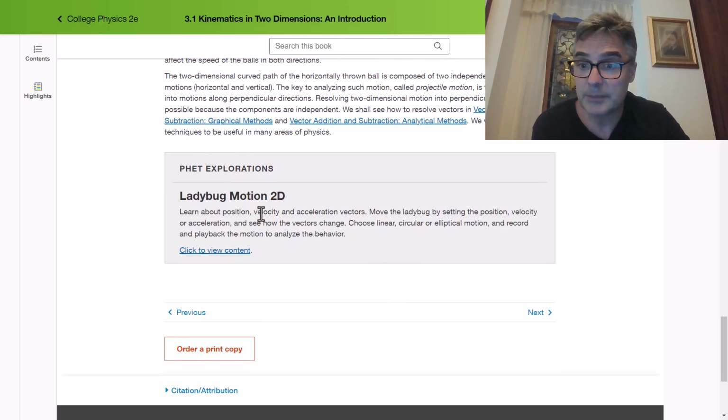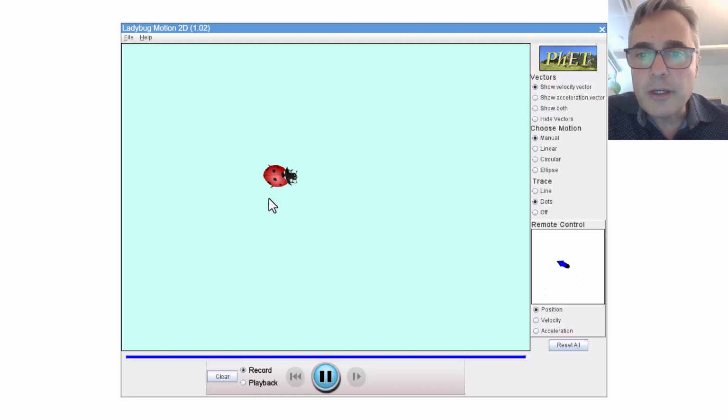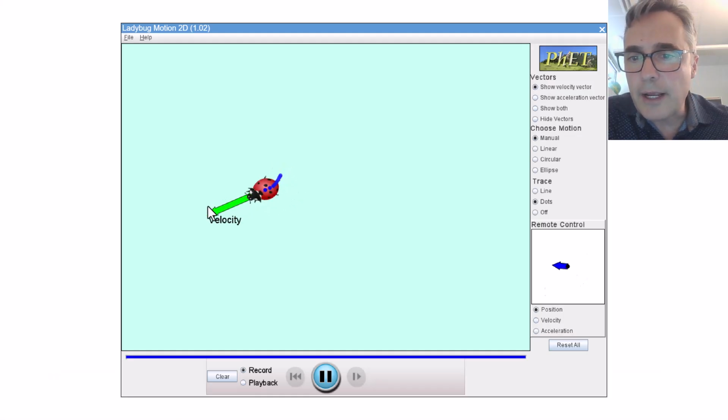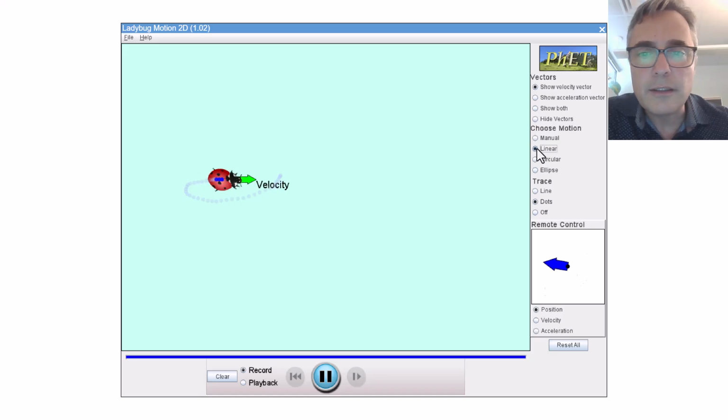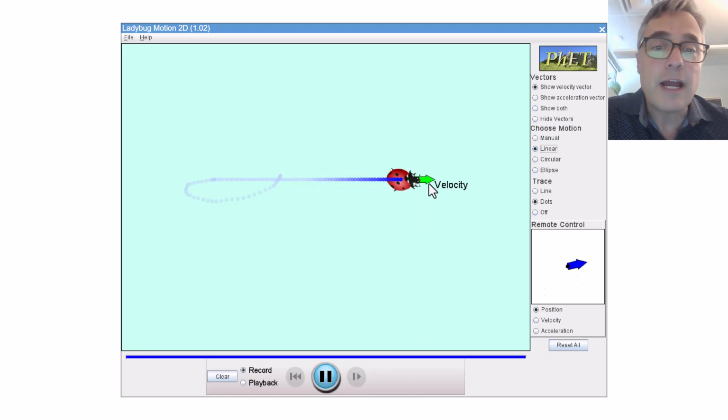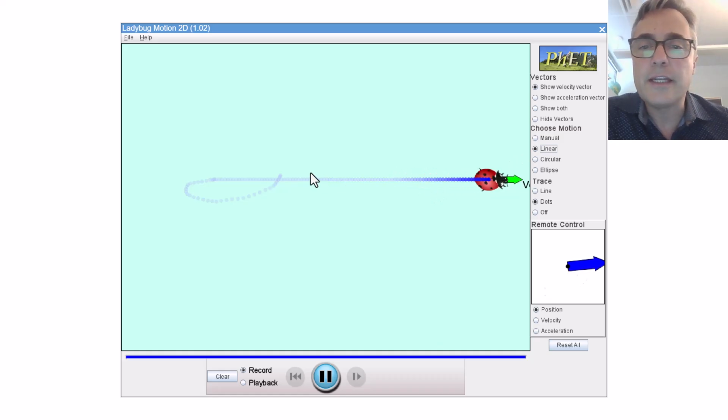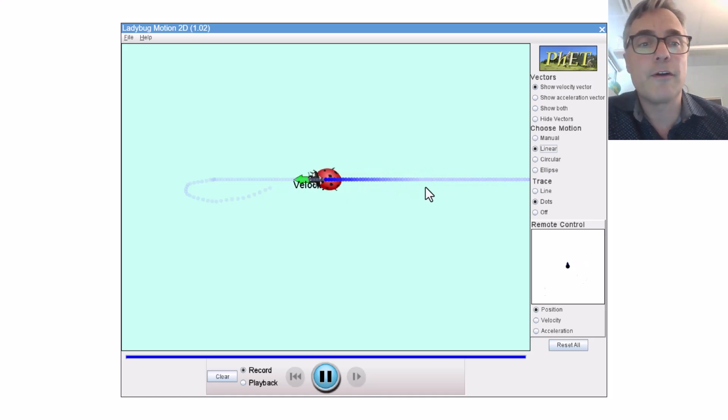There's a PhET exploration called Ladybug in Motion. Let's check that out. You can drag the ladybug around and move him around the place, or he stops, you can give him linear motion, and you can see that the velocity vector is in the direction that this bug is moving. And here he's leaving a trail of breadcrumbs behind him. Oh, he bounced off the wall. Now he's moving back, so his velocity vector has reversed.